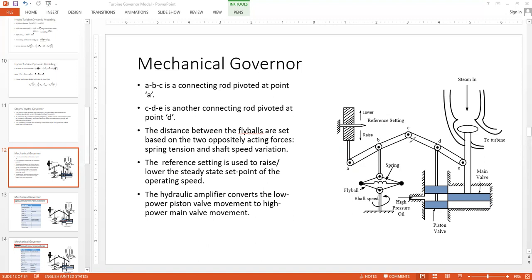Similarly, CDE is another arm, which is pivoted at point D. Similar observations and comments are applicable for CDE, where we can see that there is no other element connected to C. However, with point B, there is the fly ball mechanism. This is the fly ball mechanism.